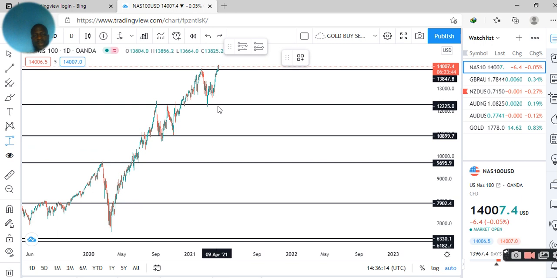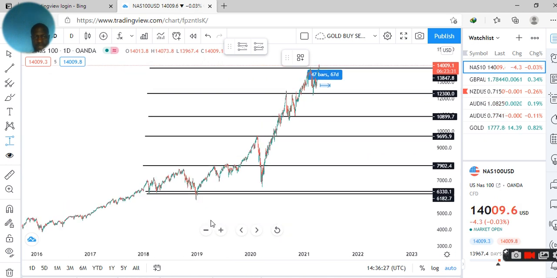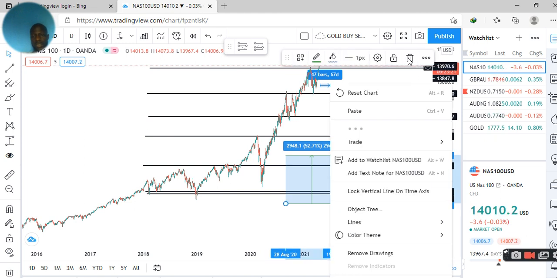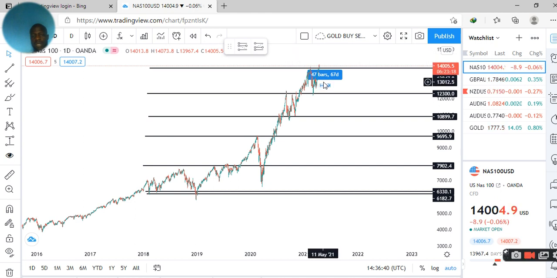Okay, so from here where I had my resistance, all right, I think we're getting it all wrong here. Okay, let me just delete this. Sorry about that, forgive me. I don't know what happened there. It deleted my trend line.